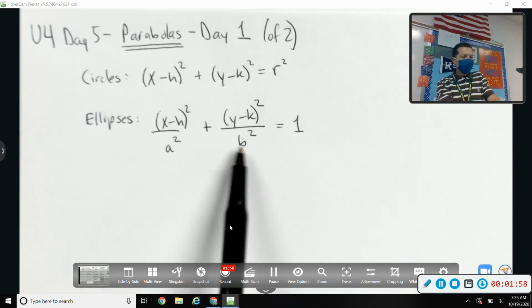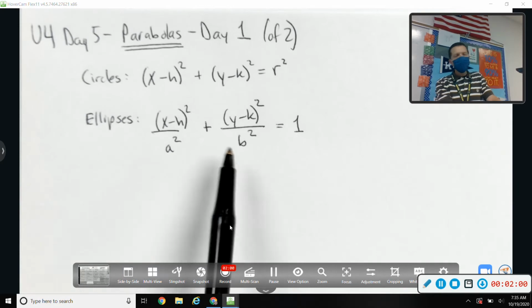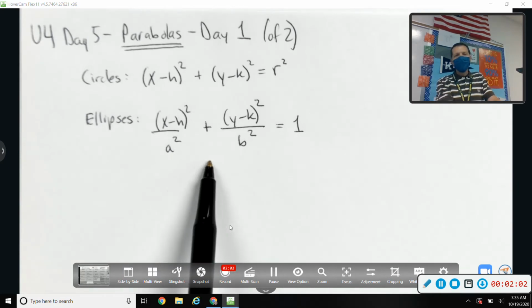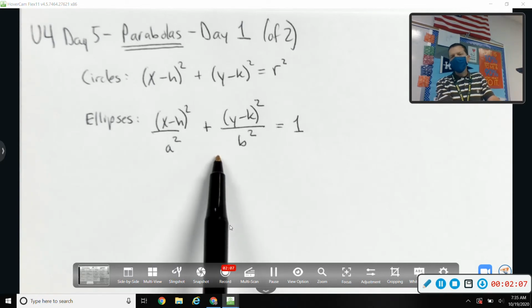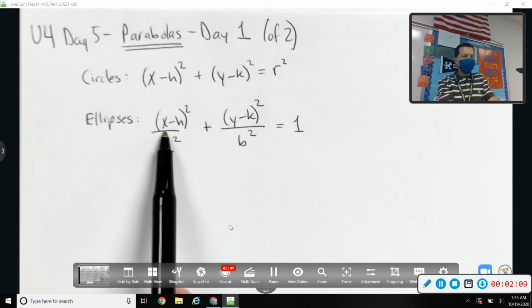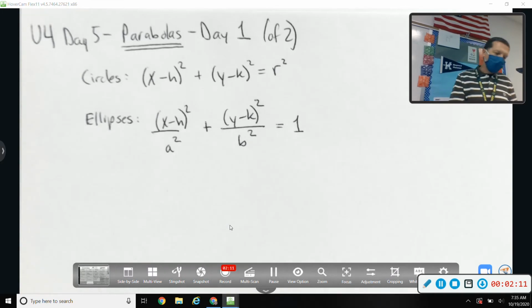The only other way to write this would be to put the b² first and the a² second. A is always the bigger one, but it rarely matters which one's which, because if it's under x, go that many in x. If it's under y, go that many in y.